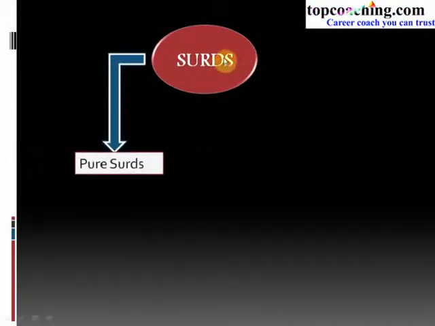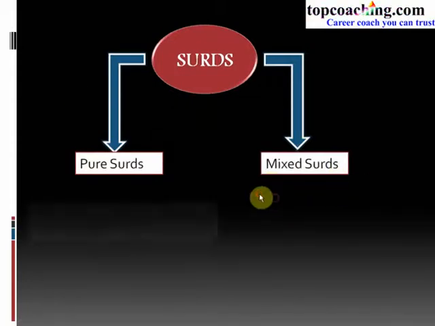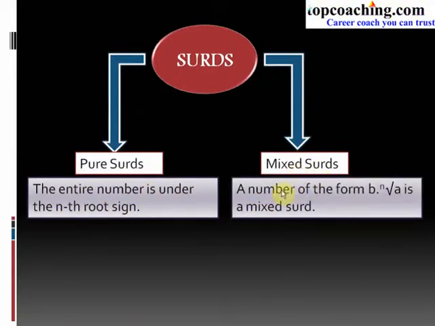Now there are two types of surds. Either the surds can be pure surds or they can be mixed surds. So what are pure surds? In the case of pure surds, the entire number is under the nth root sign. In the case of mixed surds, the number is of the form b into the nth root of a, and it is known as a mixed surd. So you see that there's a number b which is outside the under root sign, and a is a number which is inside the nth root sign.